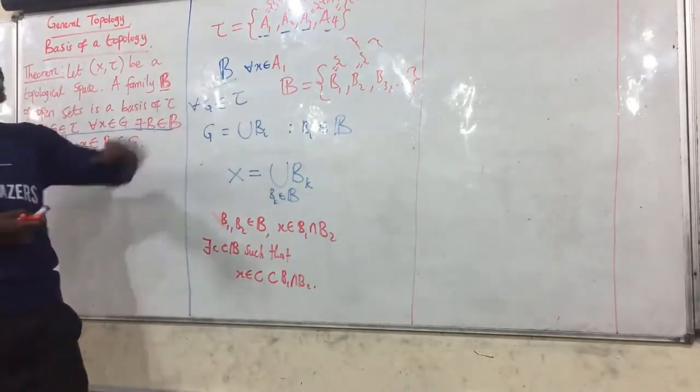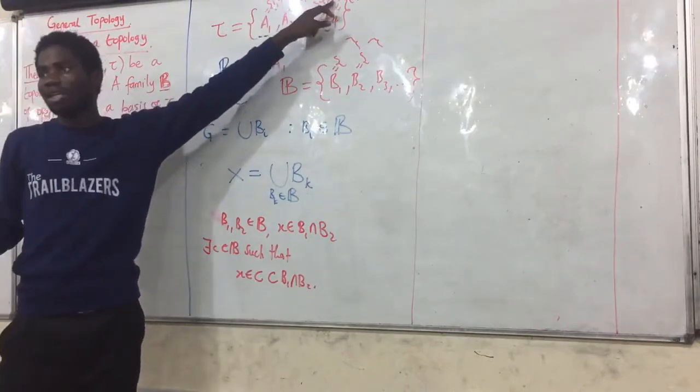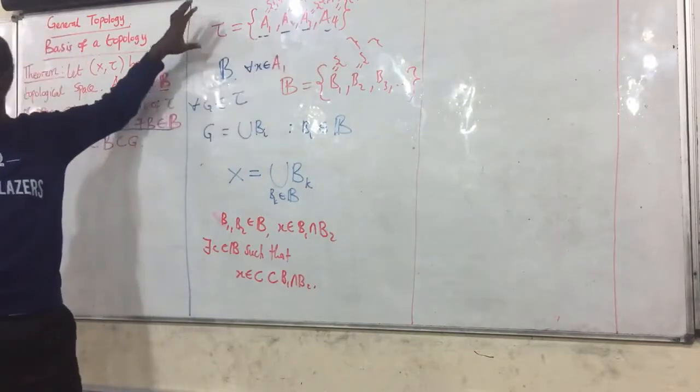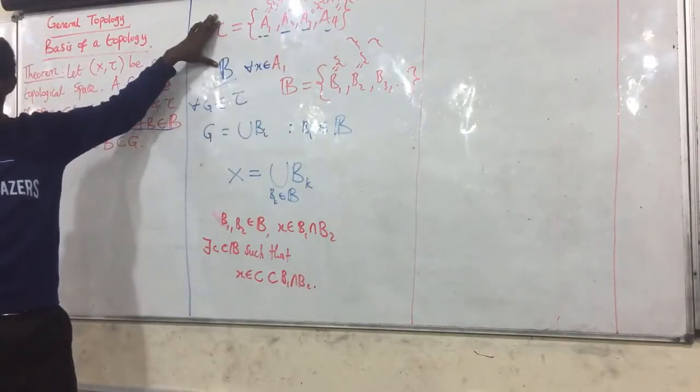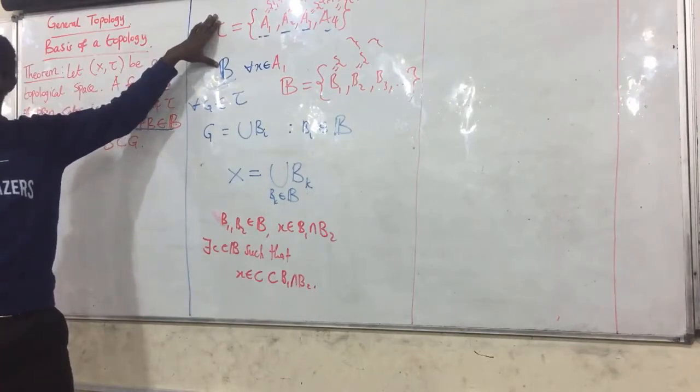So maybe somebody might decide to choose 5. 5 is an element of A3, and A3 is inside the topology. The basis belongs to the topological space.